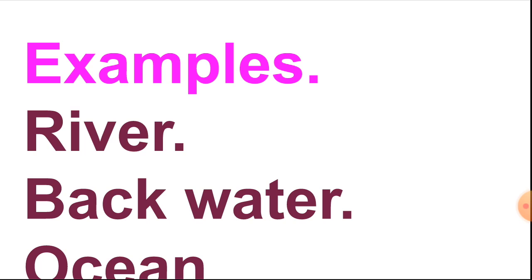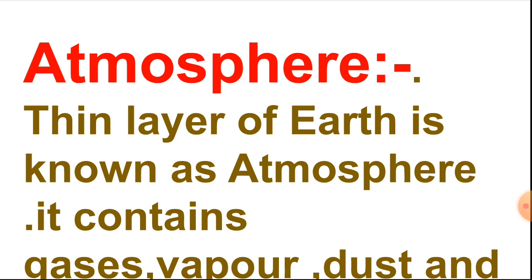Clear? Yes, the third one, atmosphere. What is atmosphere? The atmosphere is the thin layer around the earth. It is just like a blanket surrounding our earth. The atmosphere contains several things you studied in your EVS classes: gases, water vapor, dust, smoke, clouds, etc.